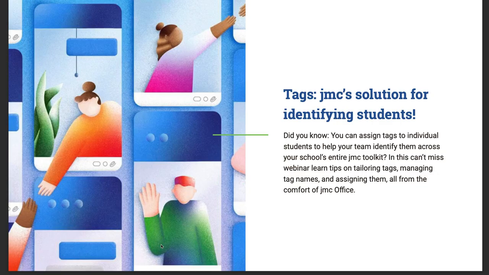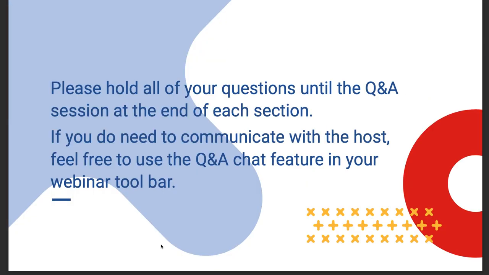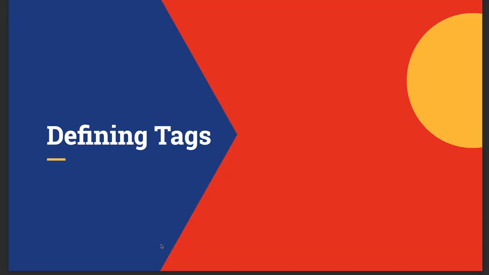Today we're going to be talking about tags, JMC's solution for identifying students. Did you know you can assign tags to individual students to help your team identify them across your school's entire JMC toolkit? In this can't miss webinar, learn tips on tailoring tags, managing tag names, and assigning them, all from the comfort of JMC Office. And if you have any questions, you can go ahead and throw them in the chat, and we will address questions between each section in the webinar.